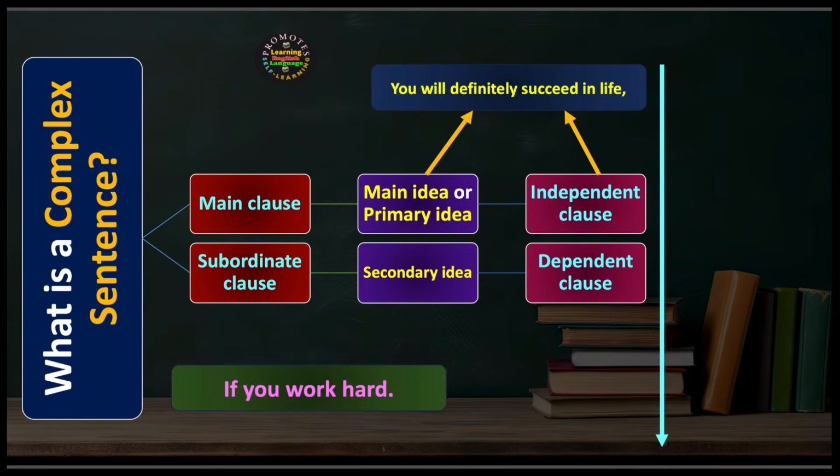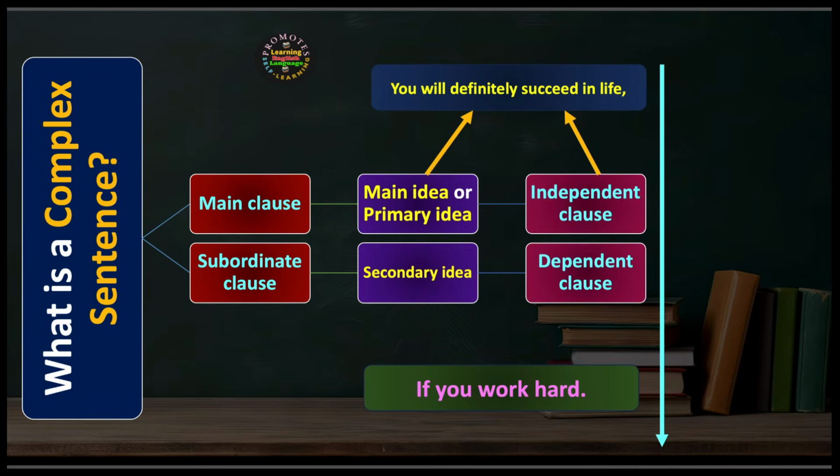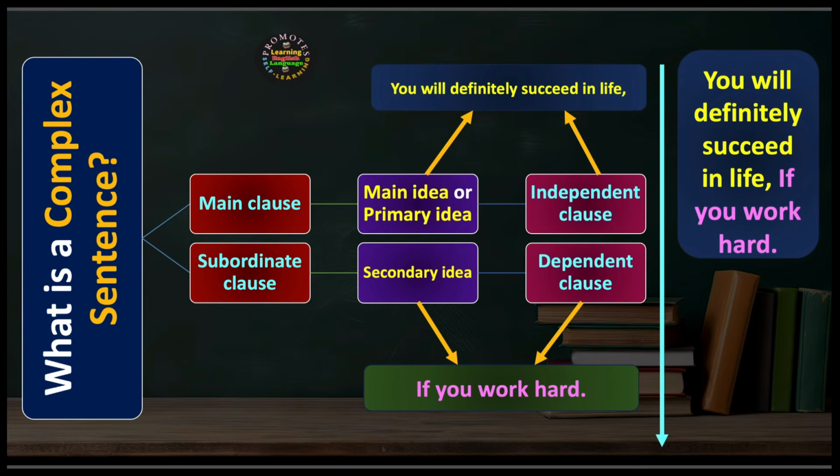Now take another example. If you work hard, the sentence is like this: You will definitely succeed in life if you work hard. The clause "if you work hard" is an example of a dependent clause. Why? Because if I say "if you work hard" and I stop, this doesn't give any meaning. This clause depends upon the independent clause for its complete meaning. Therefore, we call it a dependent clause, because it carries a secondary idea. It does not carry the primary or main idea. We can understand the whole idea like this in a sentence: You will definitely succeed in life if you work hard.